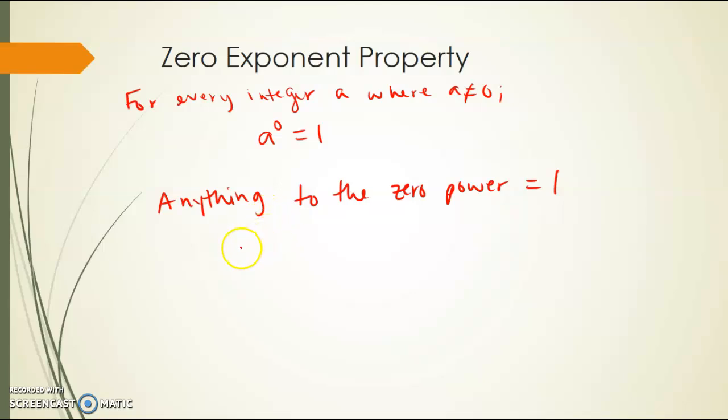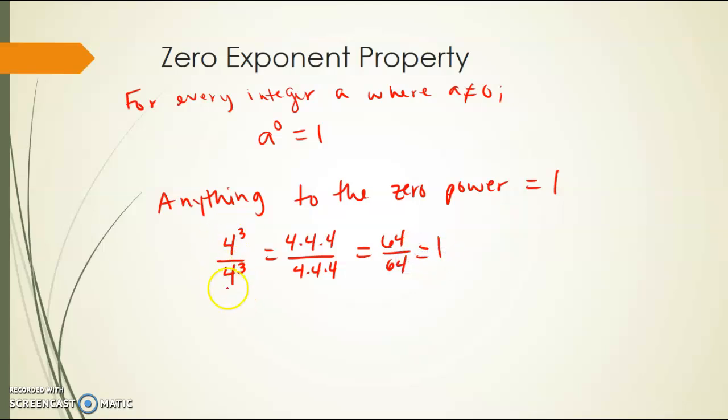So one way to see why this is what it is, if we do something like 4 cubed over 4 cubed. So I can think of that as 4 times 4 times 4 over 4 times 4 times 4. And then I could take that to be 64 divided by 64, which equals 1.